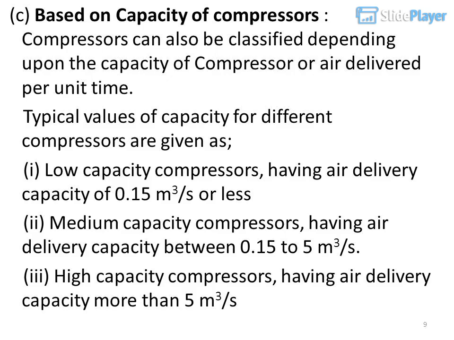C. Based on capacity of compressors. Compressors can also be classified depending upon the capacity of the compressor or air delivered per unit time. Typical values of capacity for different compressors are given as: 1. Low-capacity compressors, having air delivery capacity of 0.15 cubic meters per second or less. 2. Medium-capacity compressors, having air delivery capacity between 0.15 and 5 cubic meters per second. 3. High-capacity compressors, having air delivery capacity more than 5 cubic meters per second.